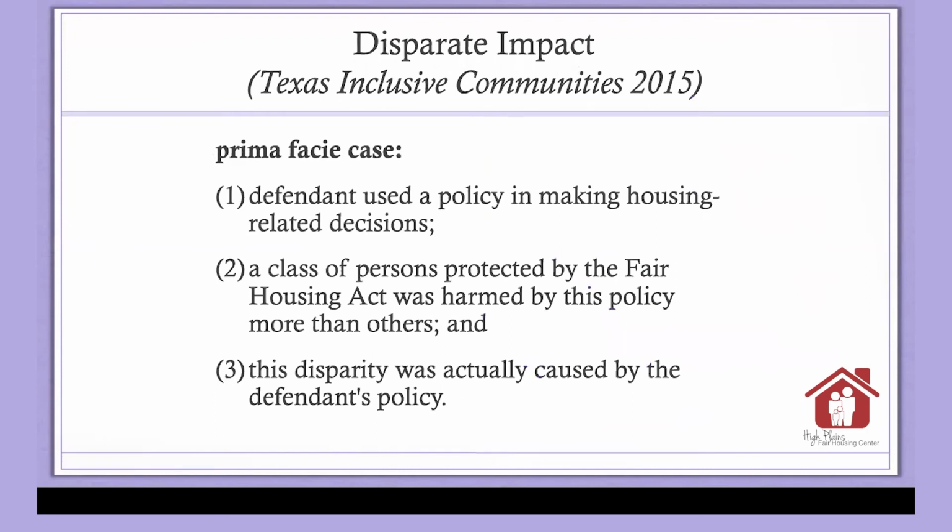There was recently, in 2015, the US Supreme Court affirmed the fact that disparate impact is a possible means of going about proving a claim for violation of the Fair Housing Act. And it followed along what we just talked about as far as what the prima facie case is made up of, that the defendant used a neutral policy in making housing-related decisions, a class of persons protected by the Fair Housing Act was harmed more than others, and that this disparity, this disproportionality was actually caused by the defendant's policy. So that's the prima facie case.